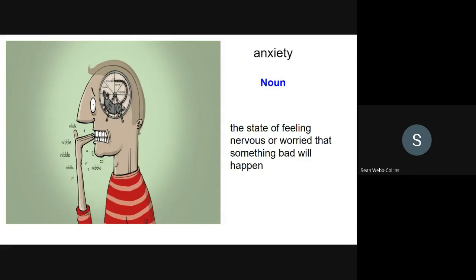Anxious, the adjective. For example, many students feel anxious while waiting for their exam results. Do we have any other word forms? Yes, the adverb anxiously. For example, the student anxiously refreshed the web browser to see if his exam results had come in.